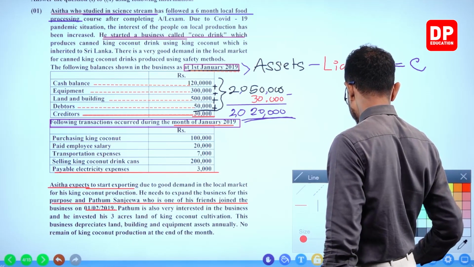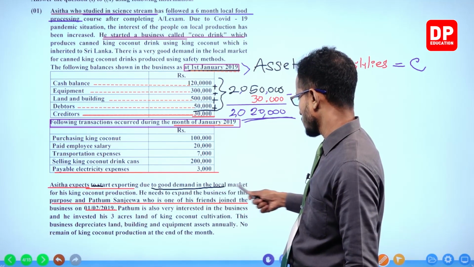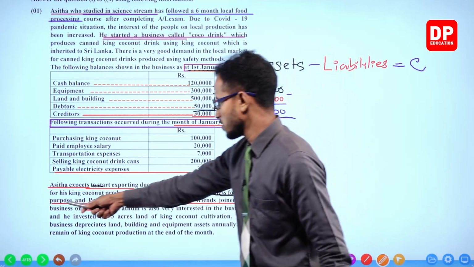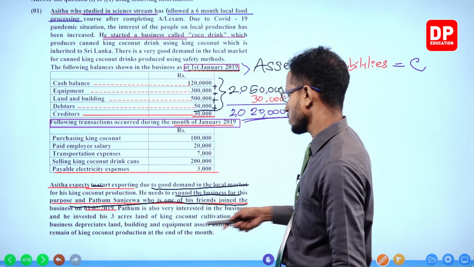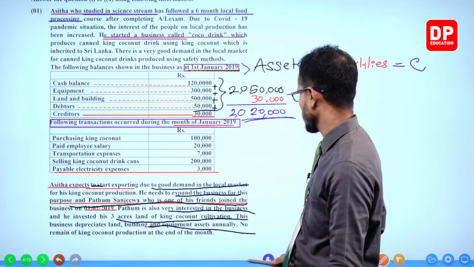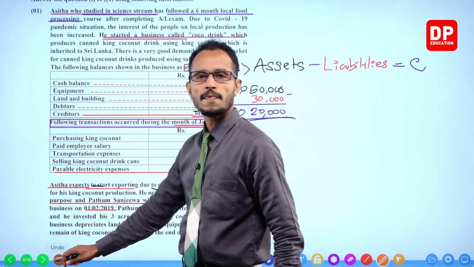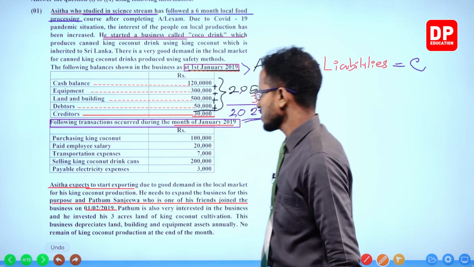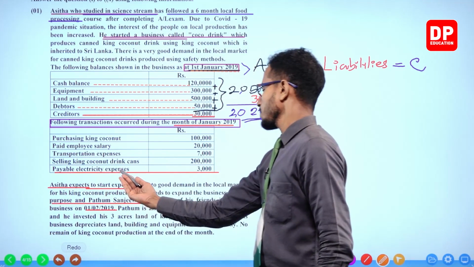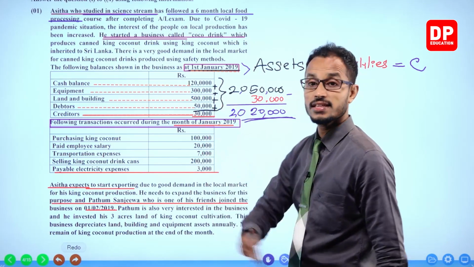Other than that, there's nothing, right? Asita expects to start a business exporting due to demand, needs to expand. Nothing. Depreciation also not related to liabilities. Nothing else given, only this. Payable electricity expenses 3,000 plus creditors 30,000, 33,000.